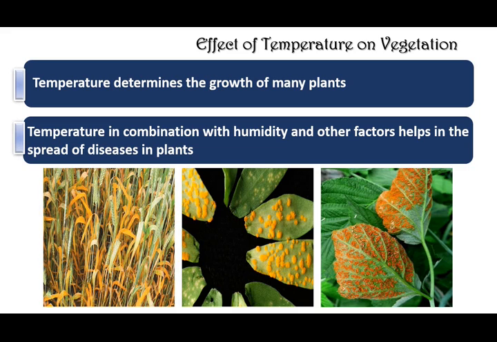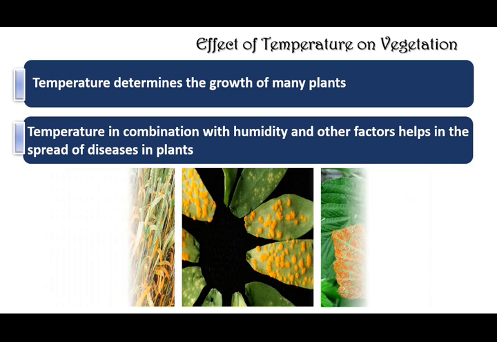Low temperature, high humidity, and cloudy weather favor damping off, seedling blight, foot rot, and root rot diseases in cucumber, tobacco, papaya, and ginger.